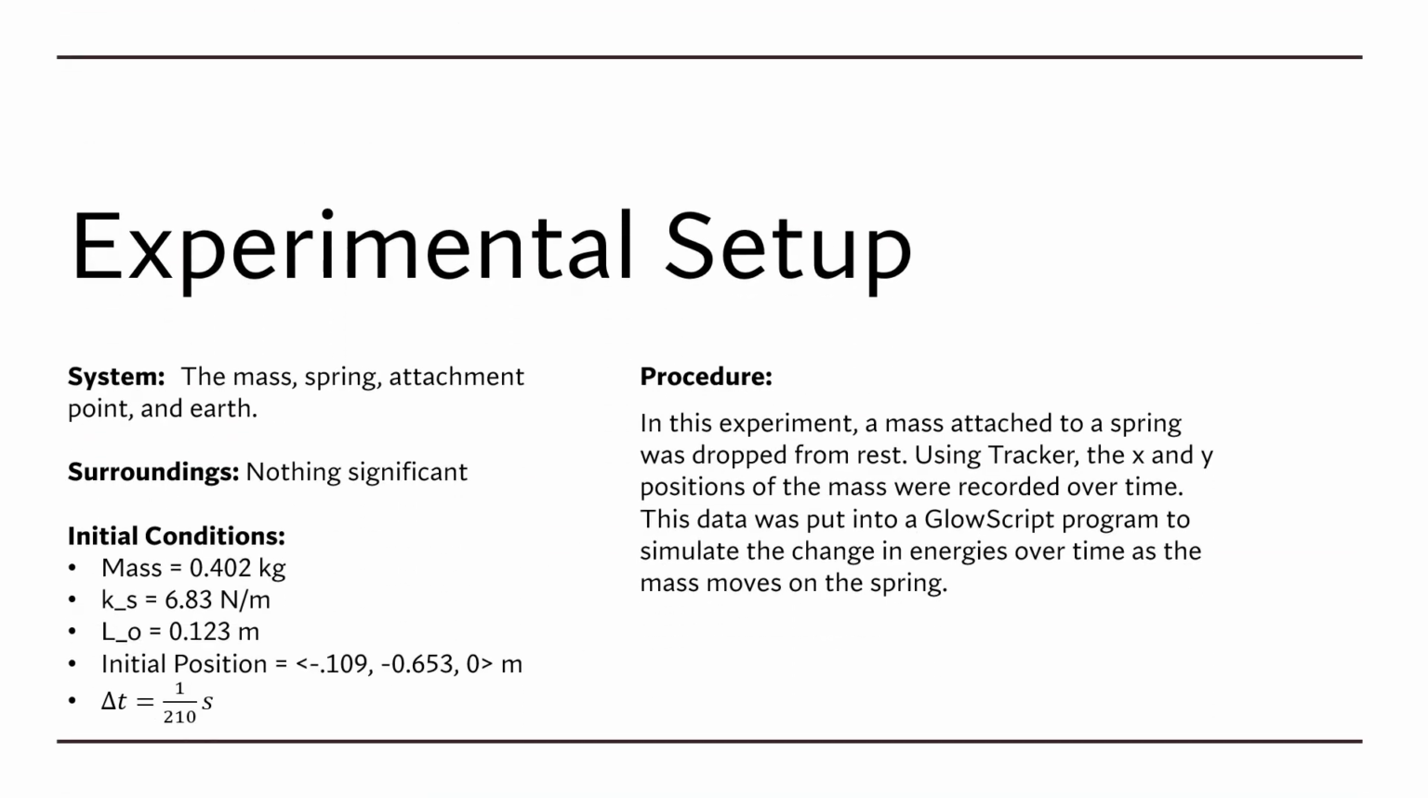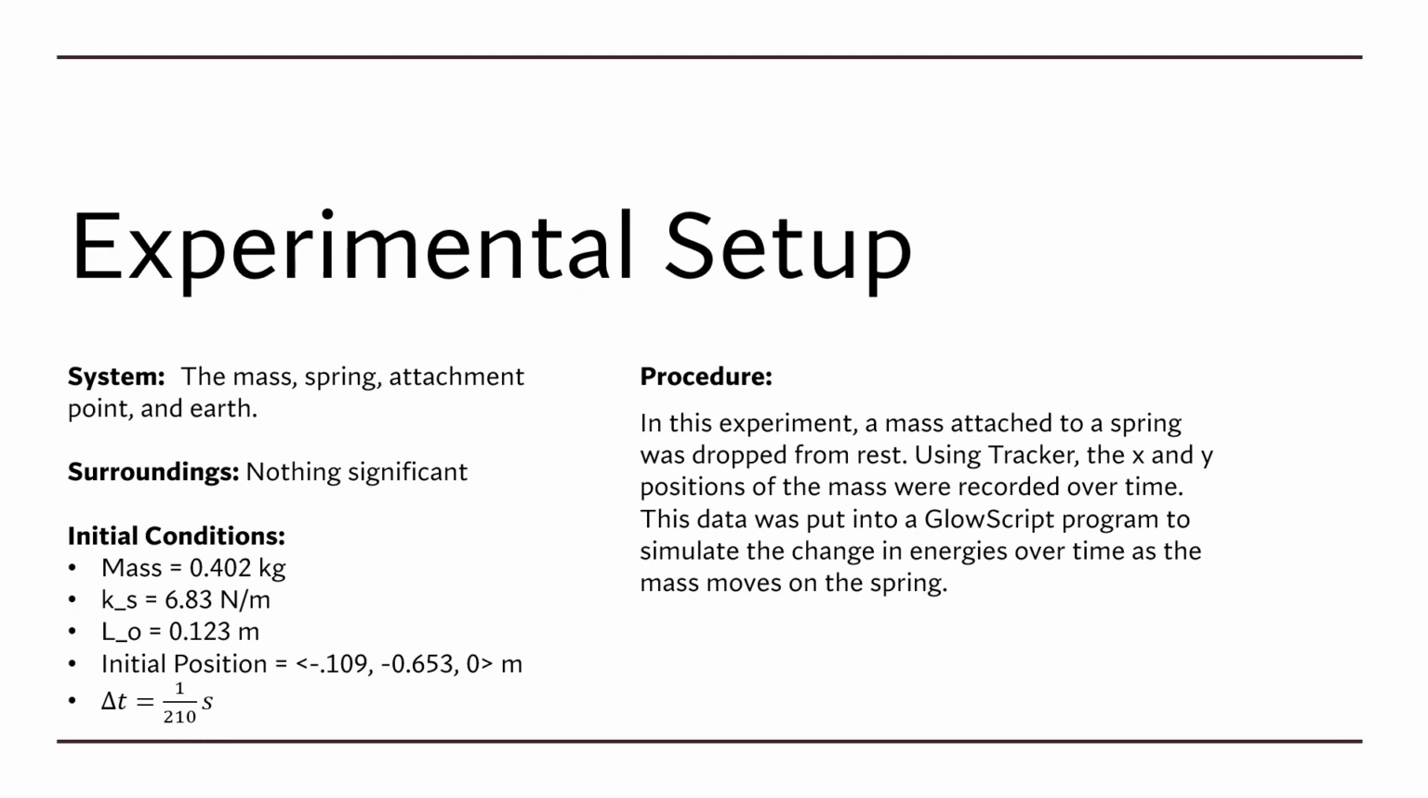For the system, the system was the mass, spring, attachment point, and Earth. The surroundings were nothing significant. The initial conditions were that the mass was 0.402 kilograms, the spring constant was 6.83 newtons per meter, the relaxed spring length was 0.123 meters, the initial position was <0.109, -0.109, -0.653, 0> meters. Our time step was 1/210 seconds.